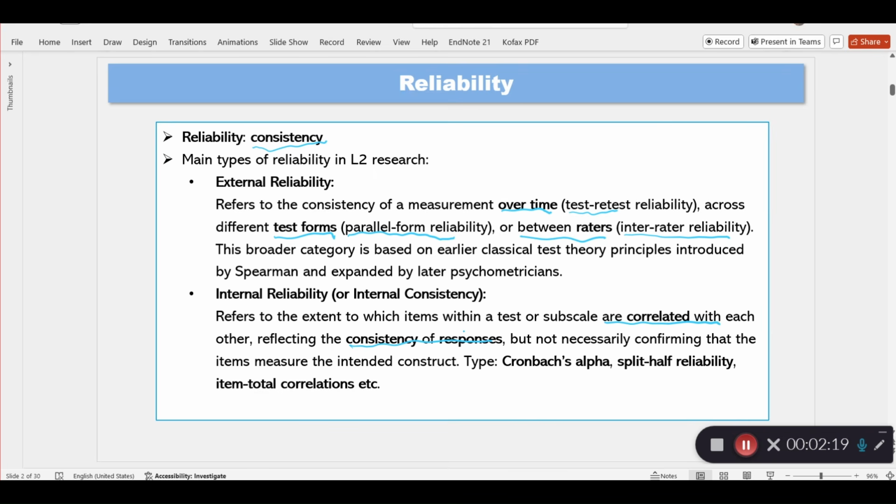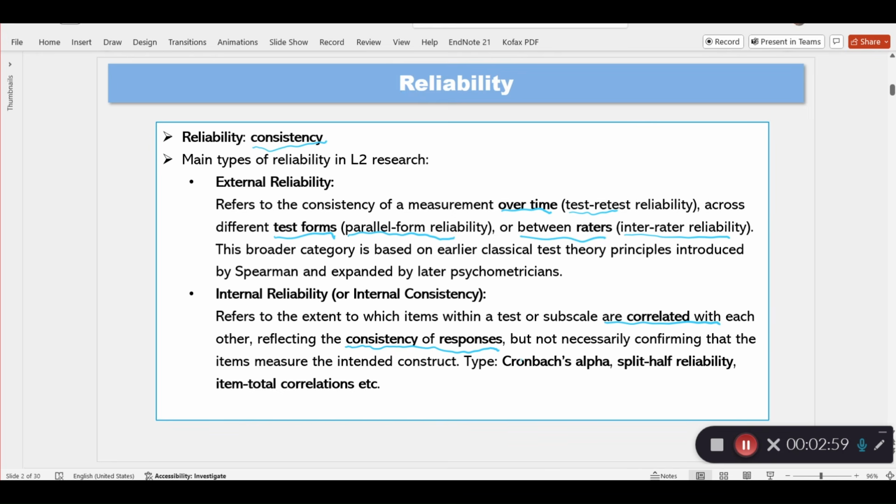And I want to stress this, and I will be stressing this throughout this presentation a few times, that this sort of reliability is about the consistency of responses. It's not about the reliability of the test or the instrument itself. When we establish internal reliability, we have not necessarily confirmed that the items measure the intended construct. In other words, reliability is not an indication of validity. And by validity here, I mean validity in a traditional sense, which basically refers to construct validity.